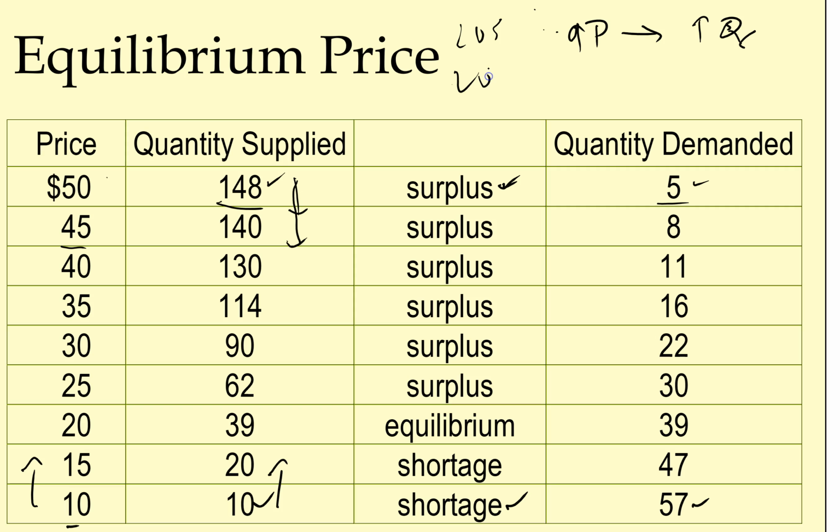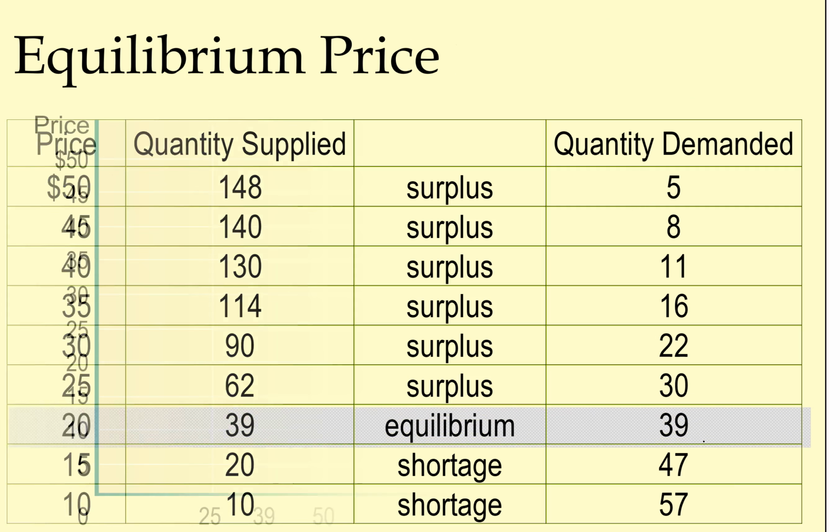What about the law of demand? When price goes up, look what happens to quantity demanded. It goes down. And that helps fix the shortage. And again, there's movement towards the equilibrium price, where supply equals demand.